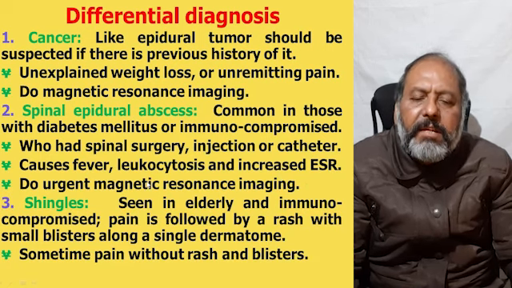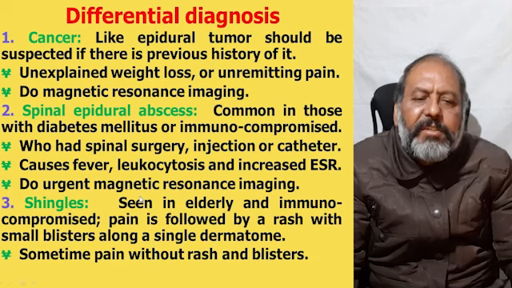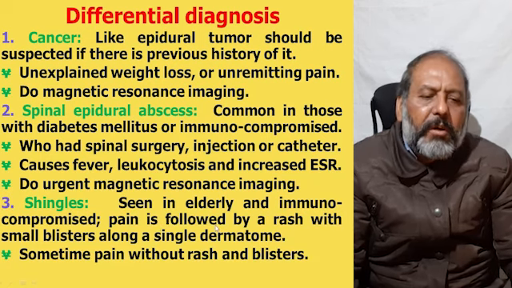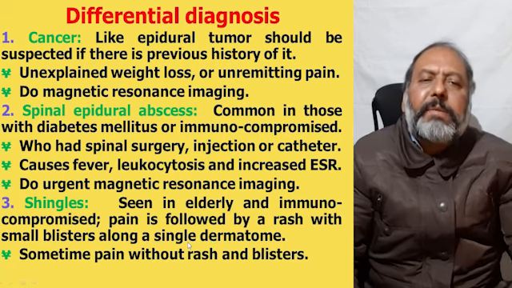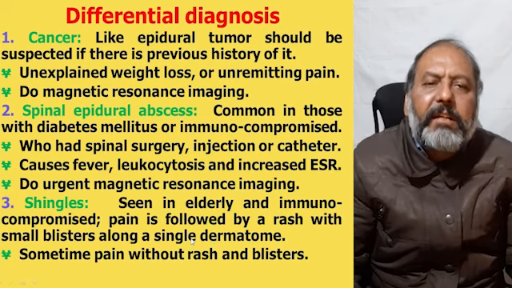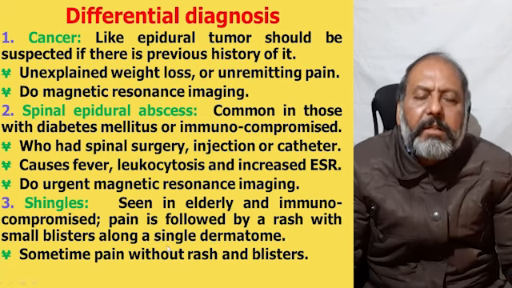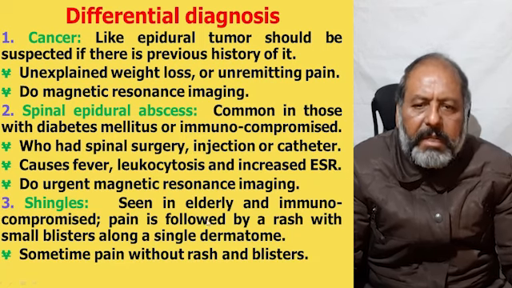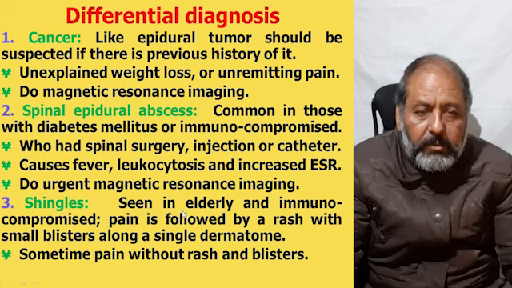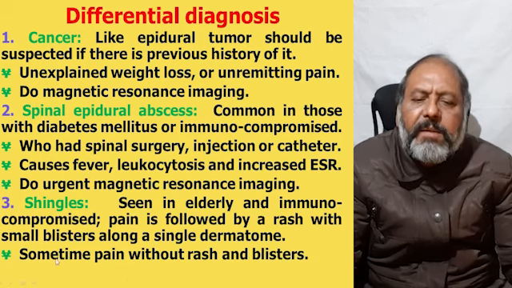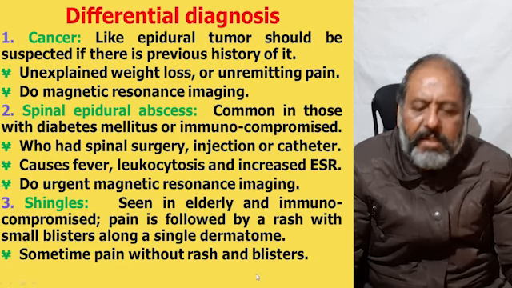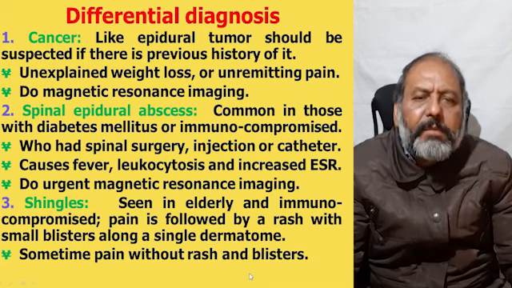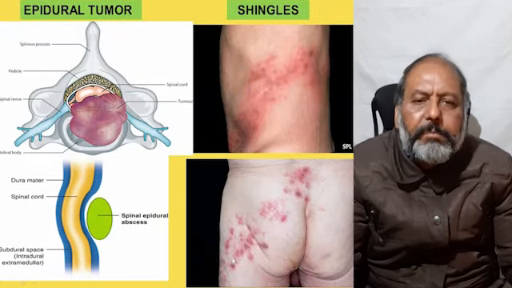The third is shingles. It is seen in elderly and immunocompromised. Pain is followed by a rash with small blister along a single dermatome. So it is having dermatomal distribution of the rash, which is just going to tell that shingles or herpes zoster is there. Sometimes pain without the rash and the blister is there. So keep in mind the dermatomal distribution pattern.